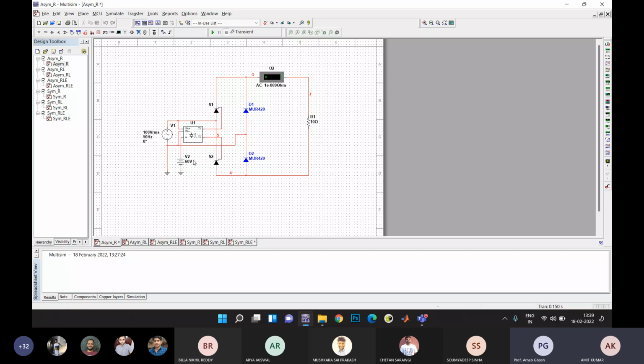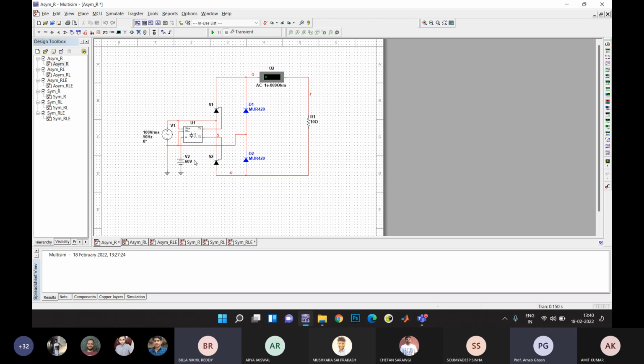50 volt. Is it your firing angle? Am I right? Sir, 60 degree. Firing angle is 60 degree, sir. And amplitude? Amplitude is 50 volt.